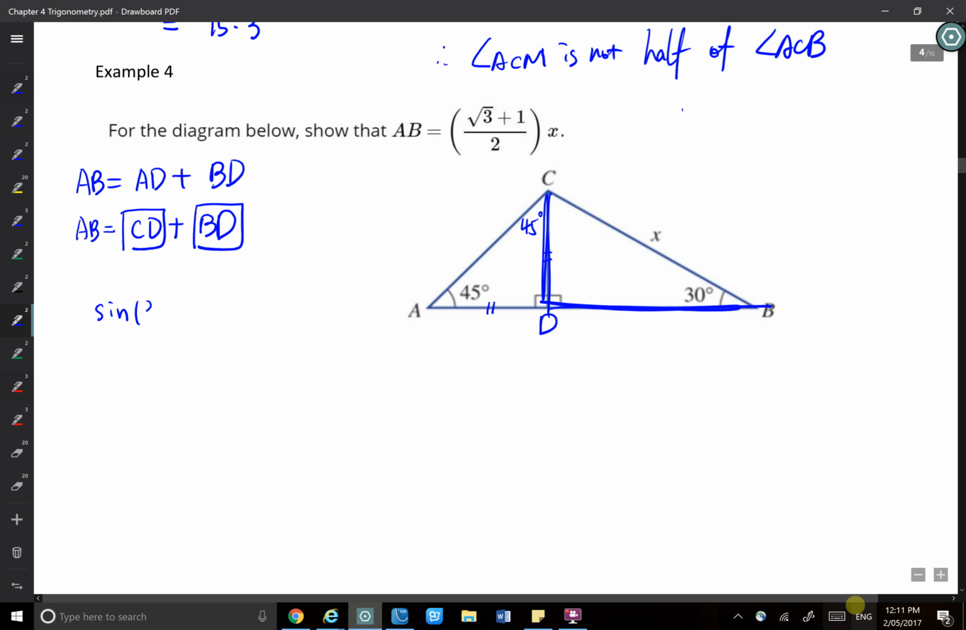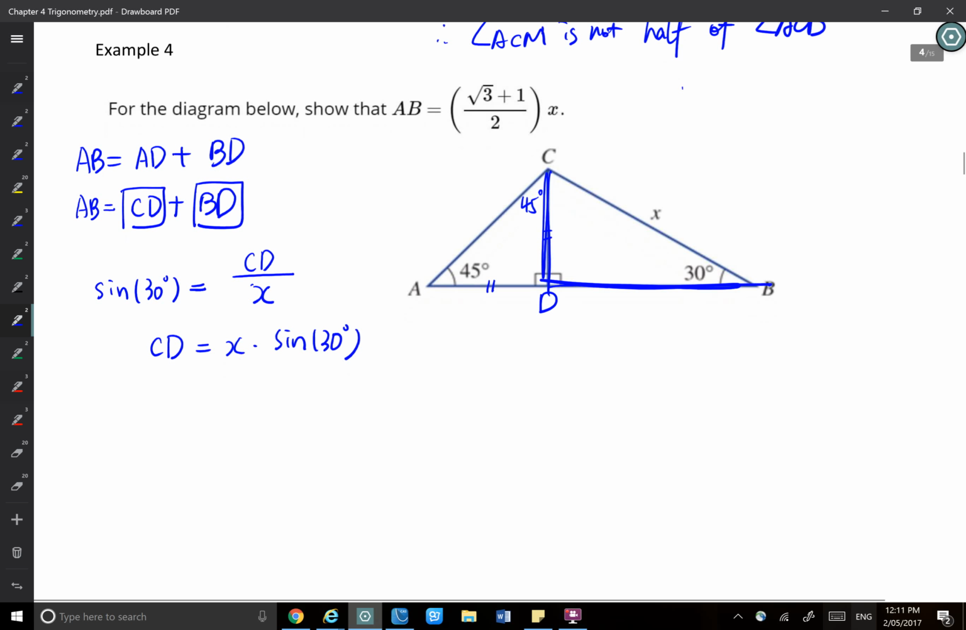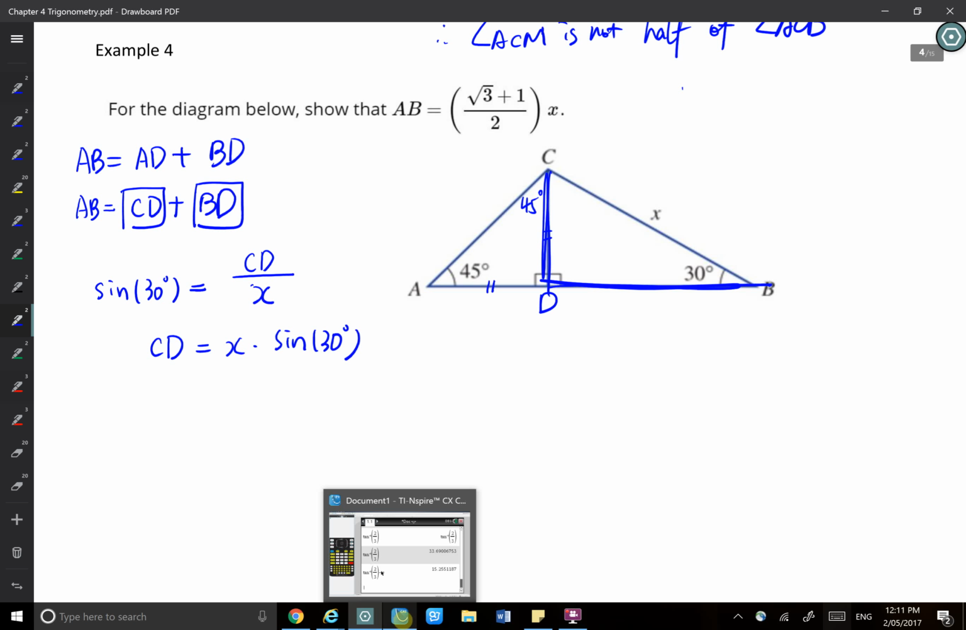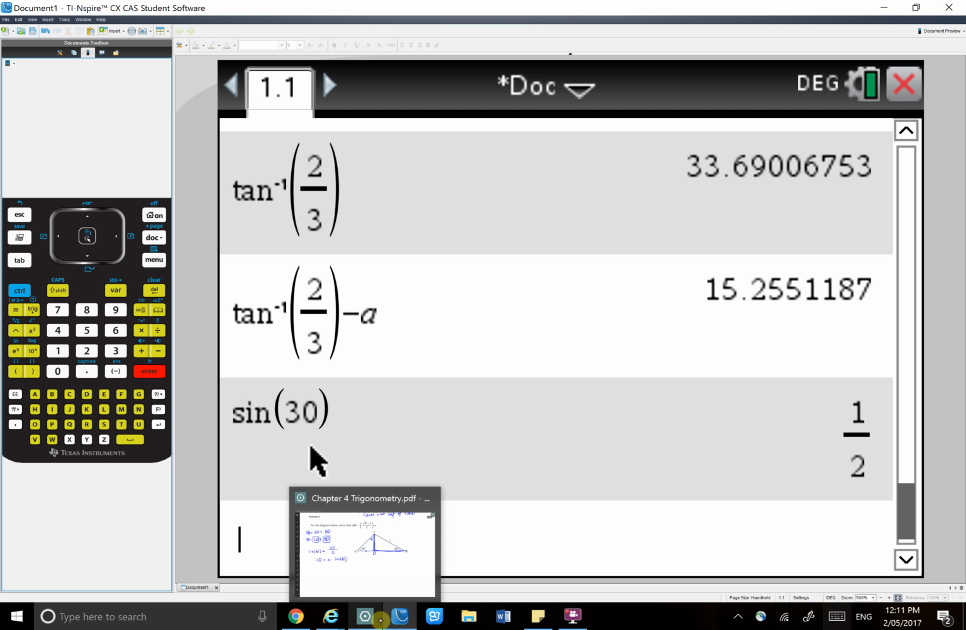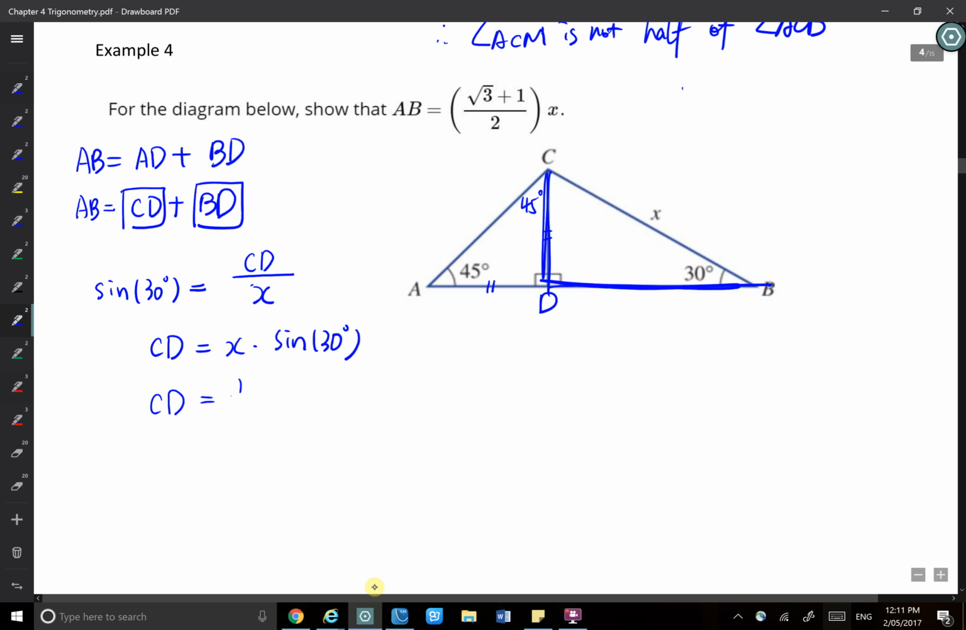So you have the 30 degrees. Sine 30 degrees equals CD over BC, which is x. Here is x, it's the hypotenuse. So CD equals x times sine 30 degrees. Let's have a look at what sine 30 is. Sine 30 is a half. So CD equals a half of x.